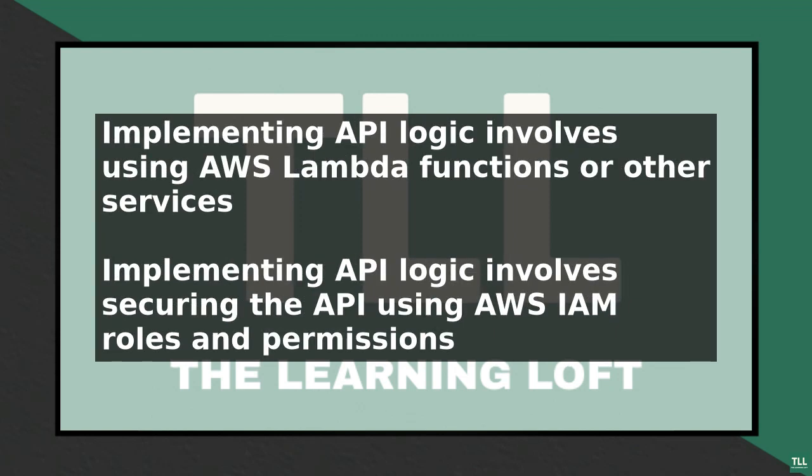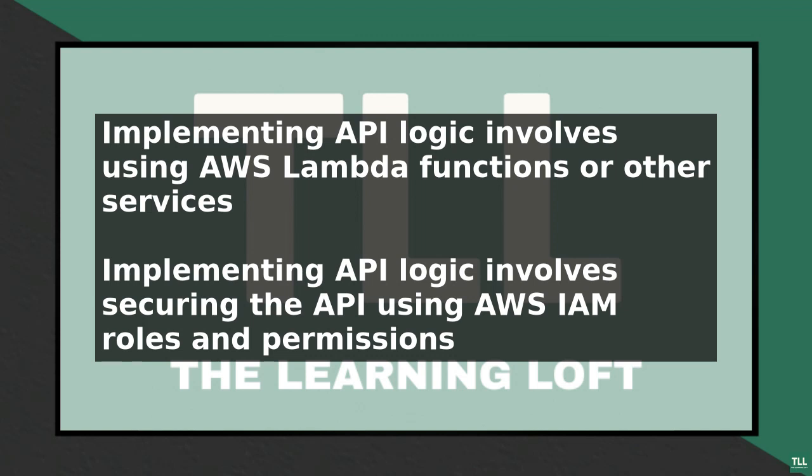Step 6. Deploying your API. After securing your API, you can deploy it to production. You can deploy your API using the AWS Amplify CLI or using the AWS Management Console. You can also use AWS CodePipeline to automate the deployment process.